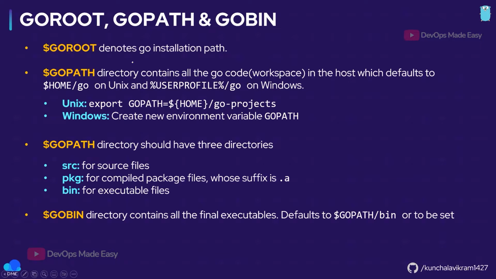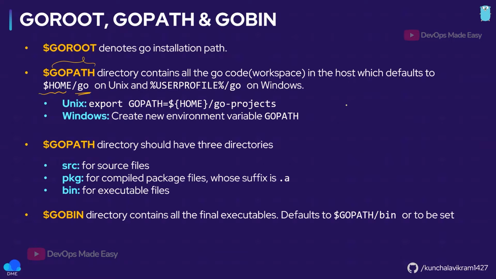So there are certain environment variables which are important. One among all these is GOROOT, which denotes the Go installation path. This is the default installation path, which you don't need to configure. The other environment variable that we need to configure is GOPATH. This is the path in which you will have your complete Go workspace, which will be local to your machine. By default, this GOPATH environment variable is set to a folder called go inside your home directory.